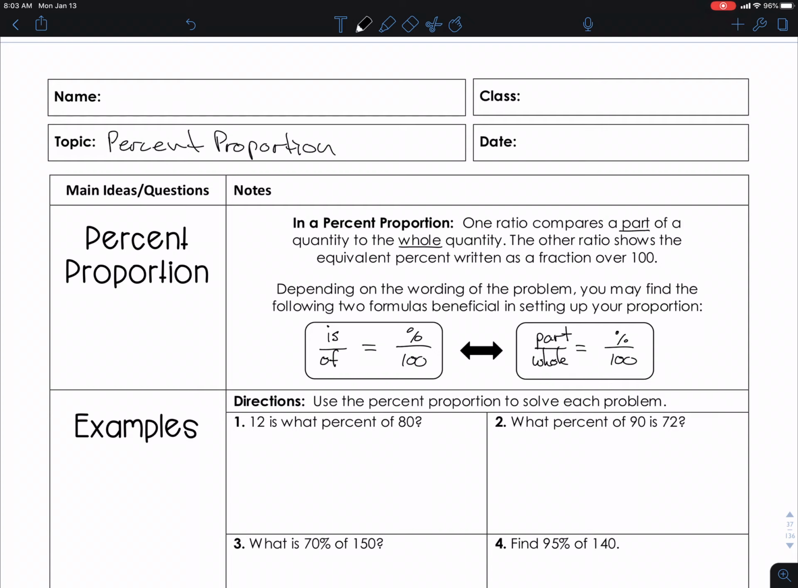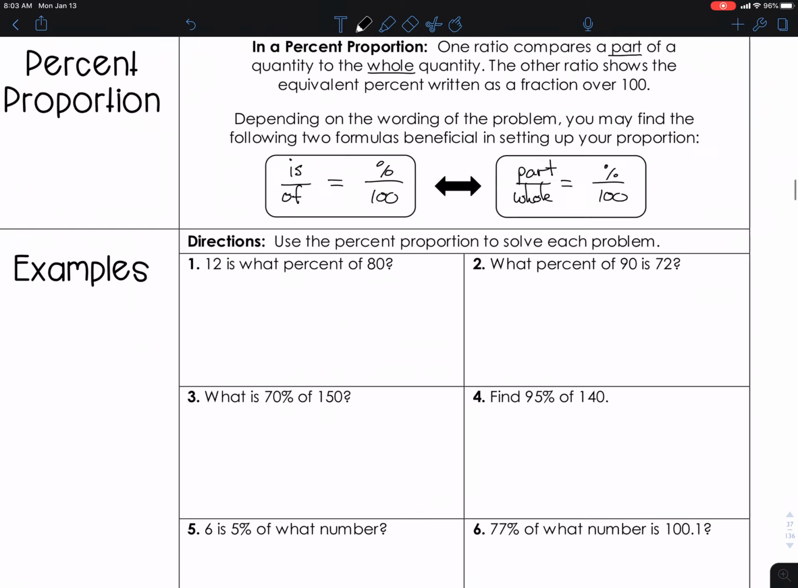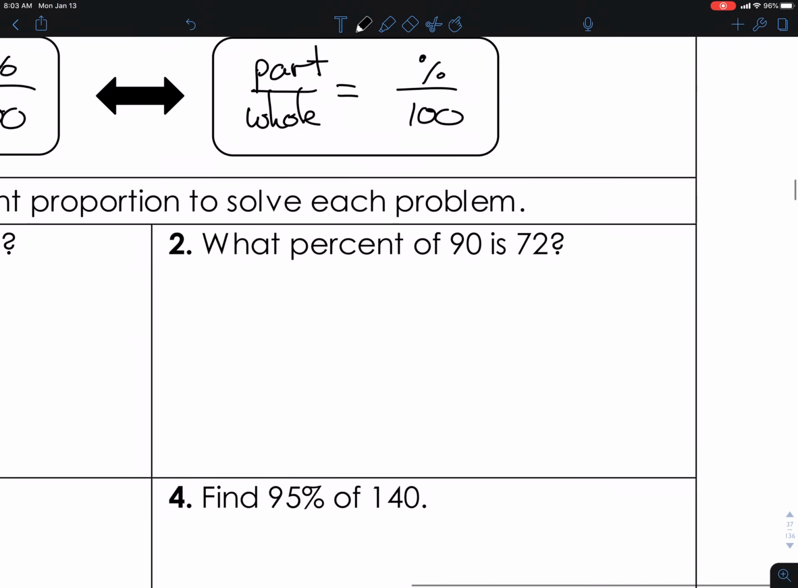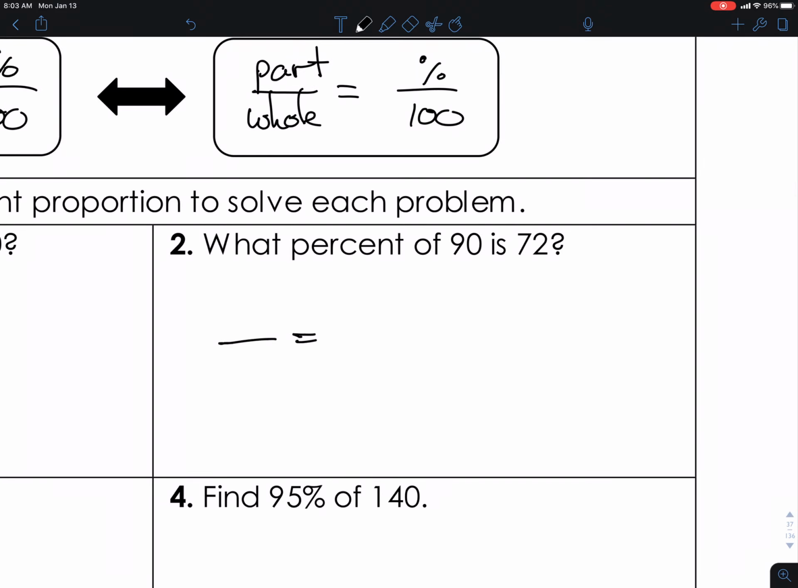It's all just cross multiplication. So I'm going to do the evens again. You're going to be responsible for the odds. So start on number 2. Again, bar equals bar over 100. That's all you got to do when you're doing percent proportions, when you're trying to figure out percent of something.